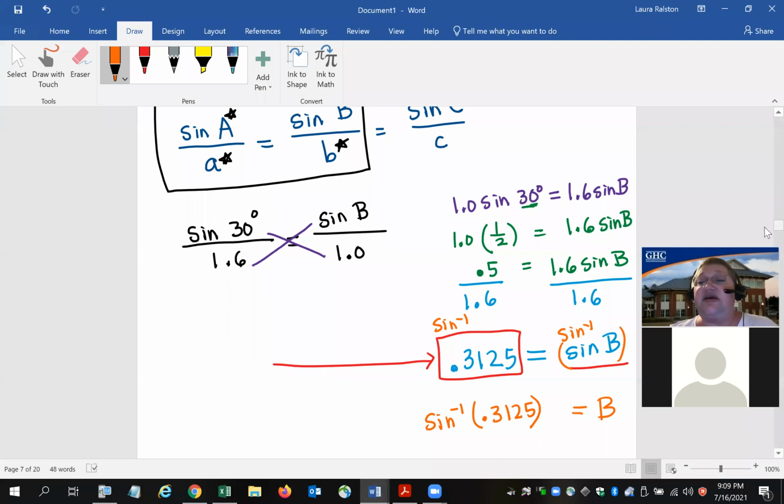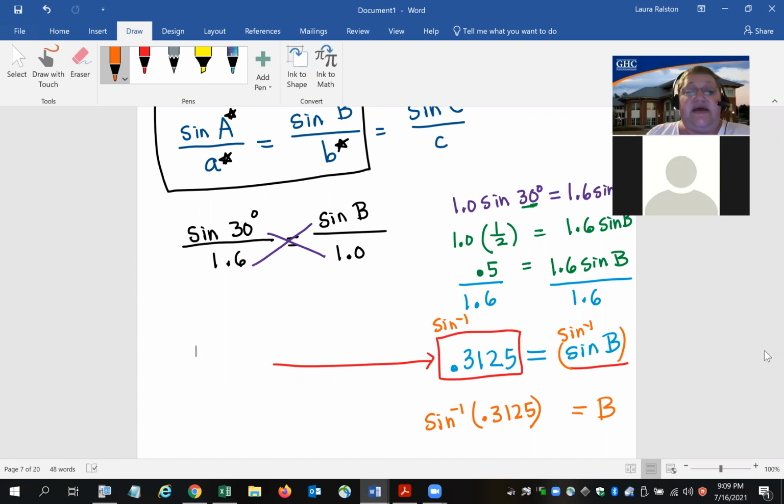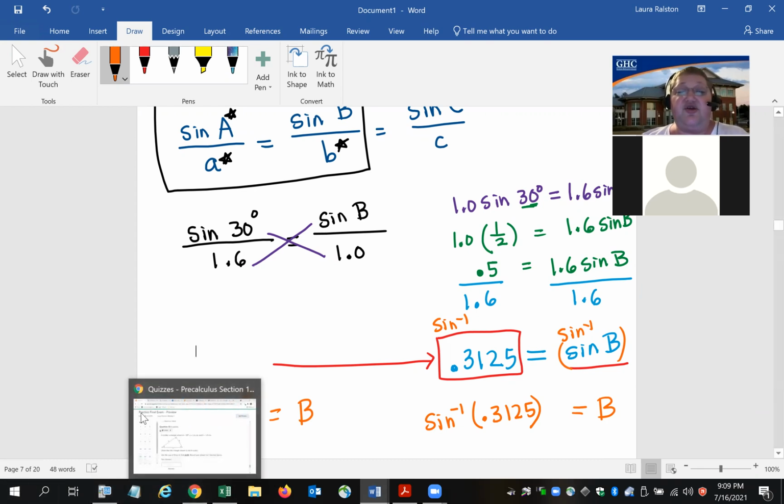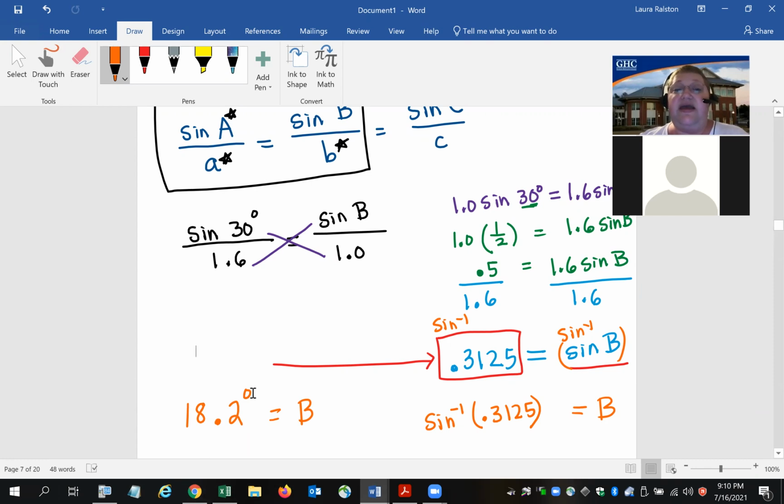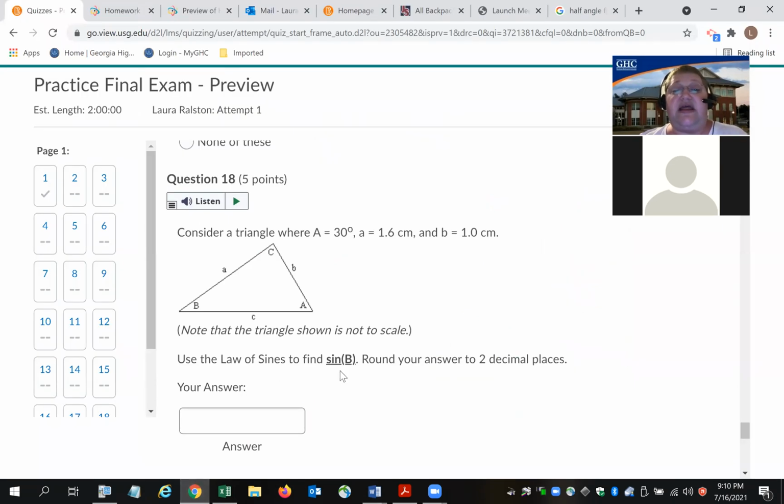Okay, so angle B, if I were doing this in Newton, I would have to enter the angle B, and so angle B would be 18.2 degrees. Okay, so be careful. If you're doing your homework in Newton, you've got to go all the way to finding the angle value. But the question, the way it's worded, and they even have it bold printed there, wants you to find sine of B. It doesn't want you to go all the way to the end.